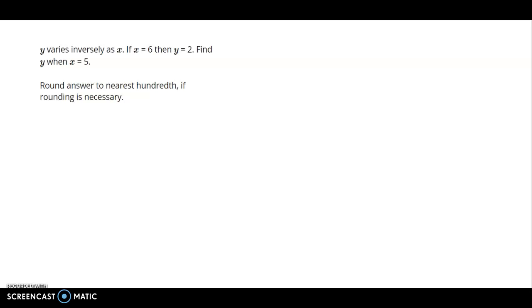Y varies inversely as x. If x equals 6, then y equals 2. Find y when x equals 5. And then we need to round the answer to the nearest hundredth.